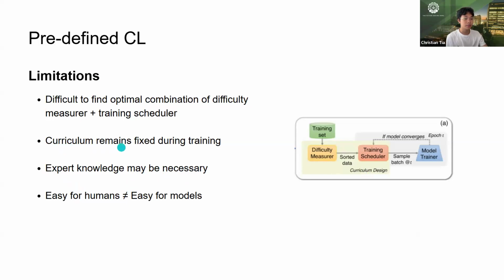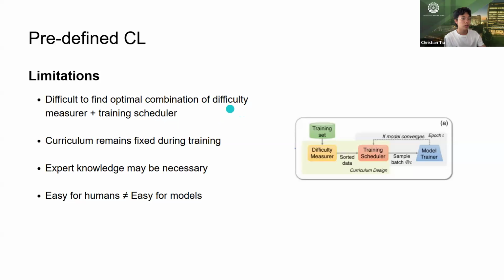Next, the curriculum remains fixed during training. Since you're predefining the curriculum, it's not flexible to any feedback that the model could be providing during training. Of course, you could change some parameters and then retrain it, but during training itself, it's fixed and not flexible. And fourth, what's easy for humans is not always easy for models, because the decision boundary for human decisions is different from that of machines.